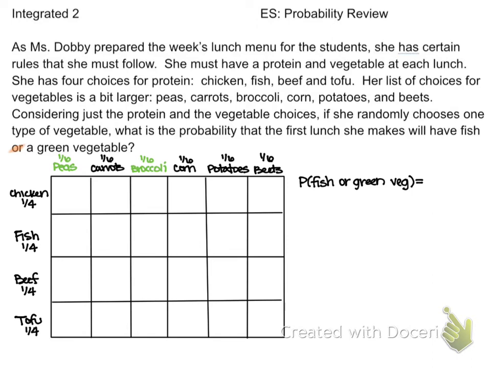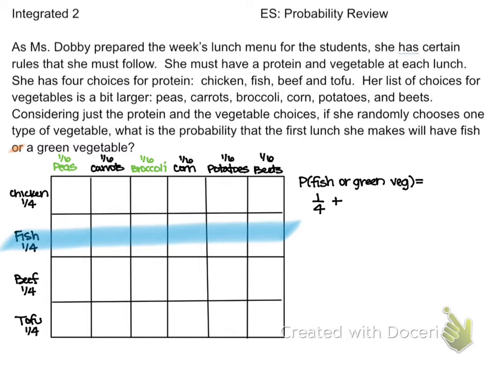Okay, taking a look at our table here and looking at the question, we find the probability that she will have fish or, okay, so let's talk about the fish first. So for fish, we know that anything in this row is going to represent a success for fish. So anything across there, the total of that is going to be 1/4. So probability of fish, 1/4.